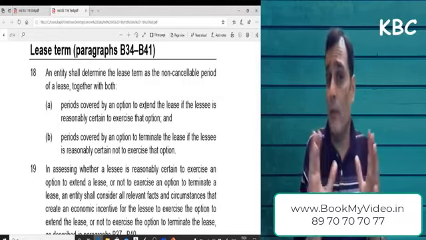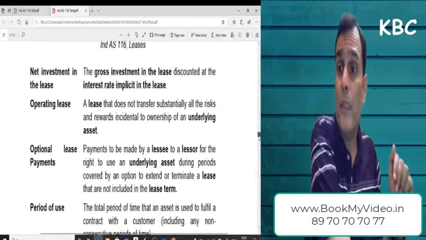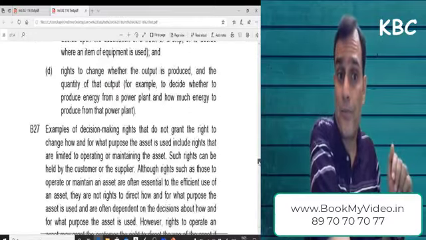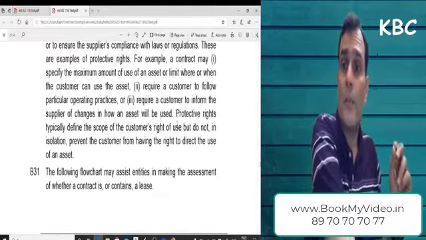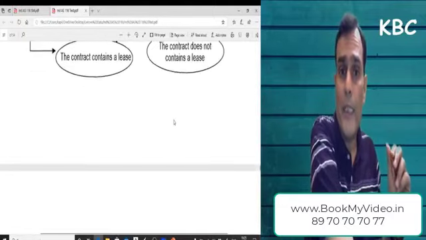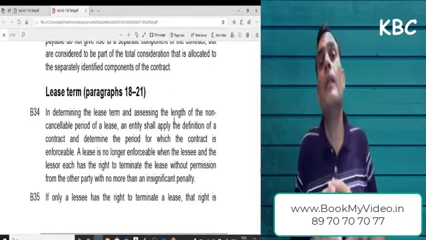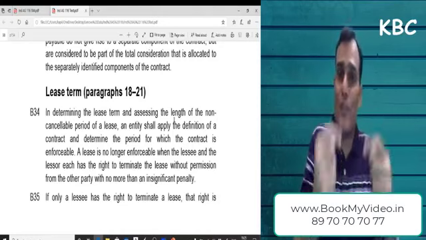So, example? No, not at this stage. I'm going to first take you to Appendix B, read para number B34 and B35, related to the illustrations with you, and then you would understand it very well. So let me come to para number B34 and para number B35. Here it is. Lease term, para number 18, cross-referencing.